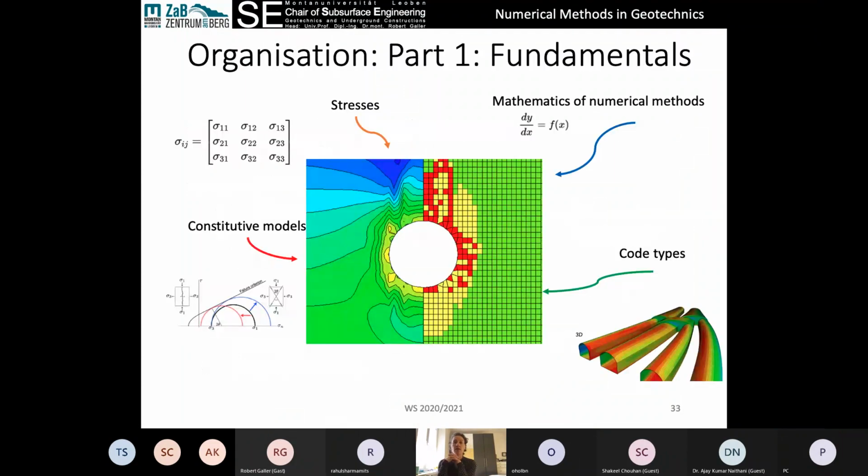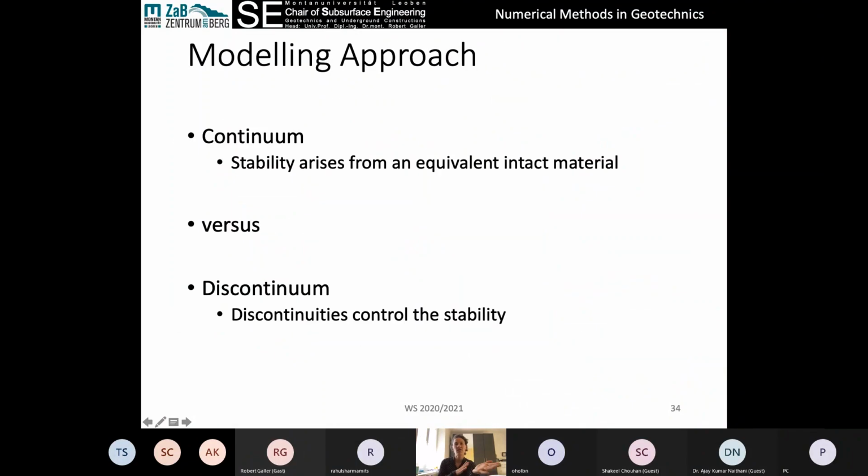Okay, so now we're coming to the last bit of our fundamentals. So we've covered the mathematics, the stresses, a quick overview of constitutive models, focusing mostly on post-peak behavior. Now I want to talk about code types and selecting our code types. So this is sort of the segue into starting to use our engineering judgment, is our modeling approach. How do we select the best model?